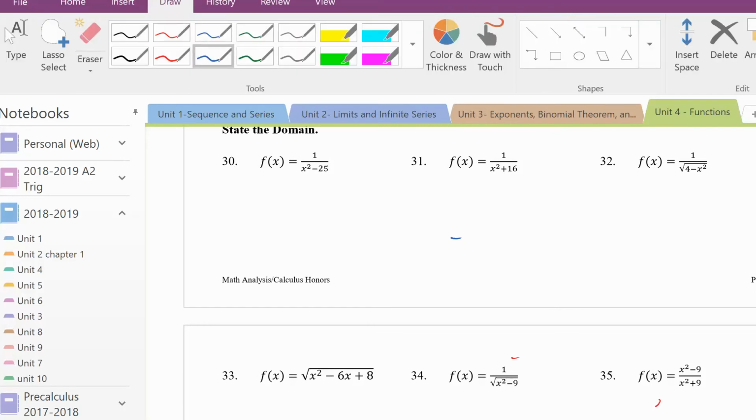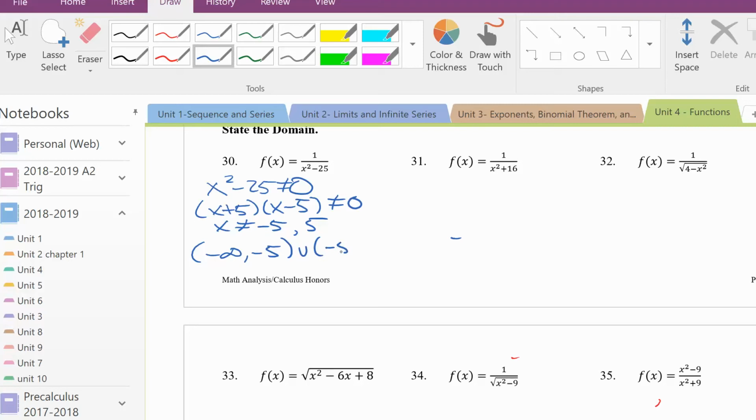And so here we are, state the domain. And remember, for a rational function, the denominator cannot equal 0. So x squared minus 25 cannot equal 0. So that means that x plus 5 cannot equal 0, so x cannot equal -5 or 5. That means it can be -infinity to -5, union -5 to 5, union 5 to infinity.